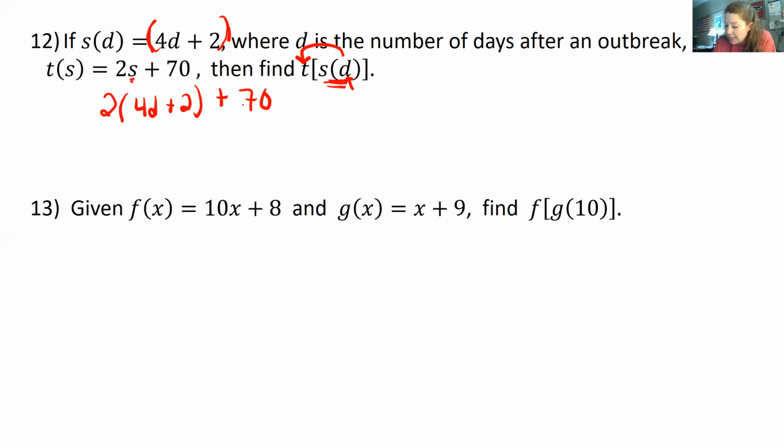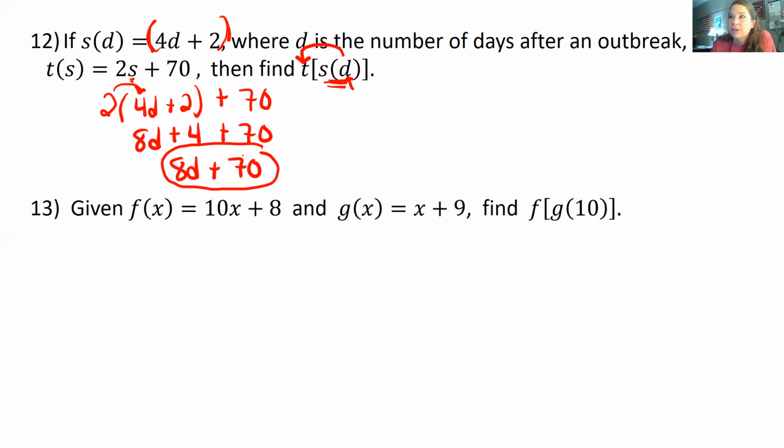So now the only thing we can do is use the distributive property. So 2 times 4D is 8D. 2 times 2 is 4 plus 70. So our final answer is 8D plus 70. And that's all the information we have right now. So this is our final answer. If it had given us a value for D, we would end up with a whole number, but we don't have a value for D.